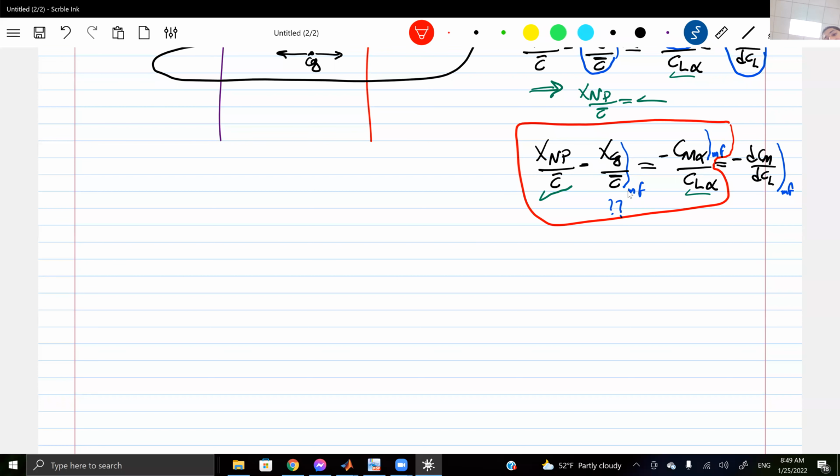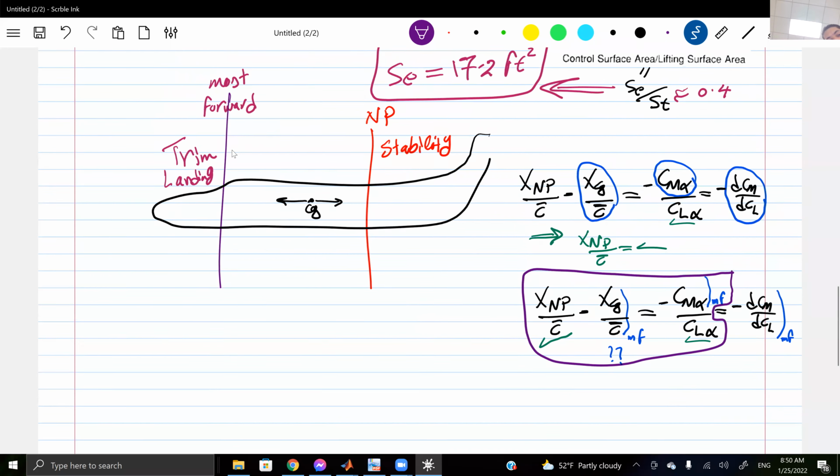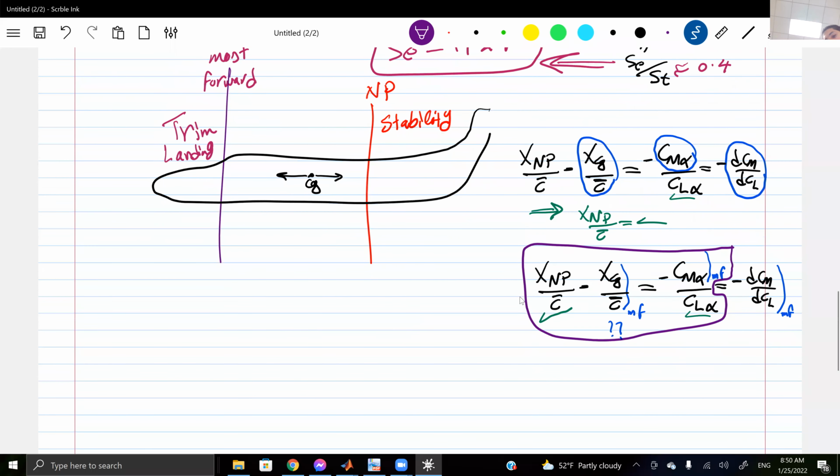And this XCG most forward corresponds to the maximum slope that the airplane can handle, right? So in order to get CG from here, I need to get the maximum slope that the airplane can handle. So how can I get that? I was about to say that just to keep things with the same color code to prevent confusion. All right, we're talking about this limit, of course, the trim during landing.